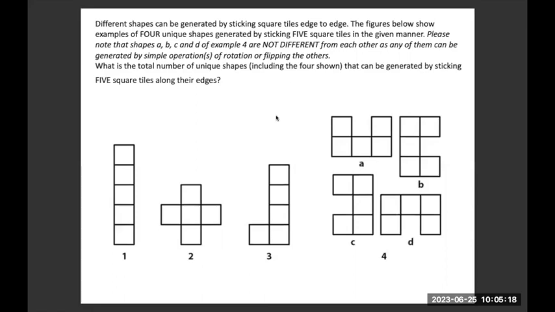Yeah. So all these 4 are the 4 unique shapes. So we know at least 4 unique shapes are there. But besides those 4 unique shapes, how many other shapes can you find? I hope I'm clear, Kavya.